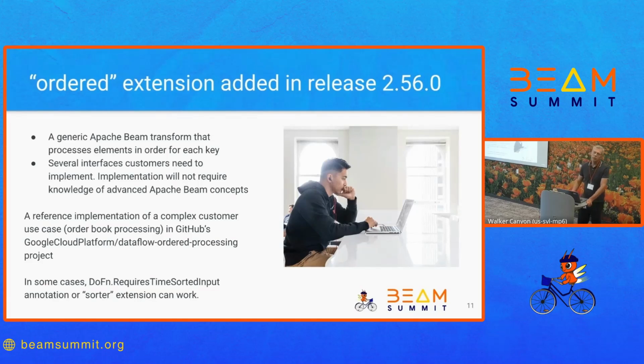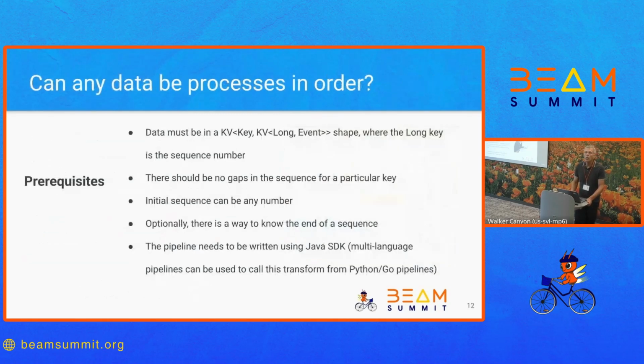So one of them is a DoFn annotation that's called RequiresTimeSortedInput, that can sort the data based on the timestamp before it's processed, but it's only useful in batch pipelines. And there is also a sorter extension that uses a somewhat sophisticated way to sort data that doesn't create out-of-memory problems. But again, it can be useful in some cases, but it's usually relatively narrow.